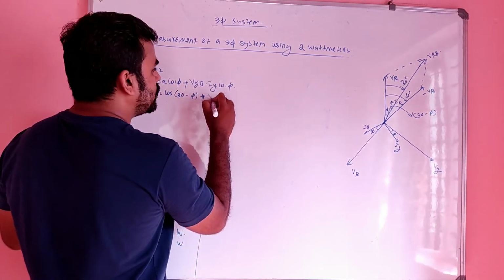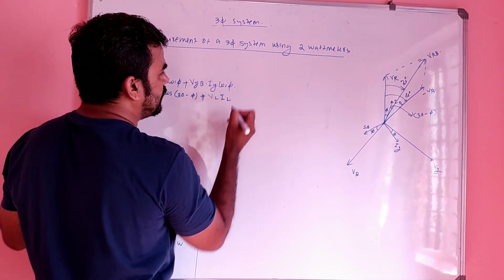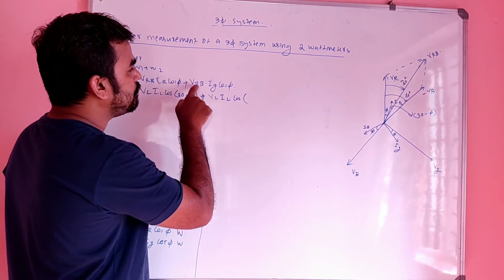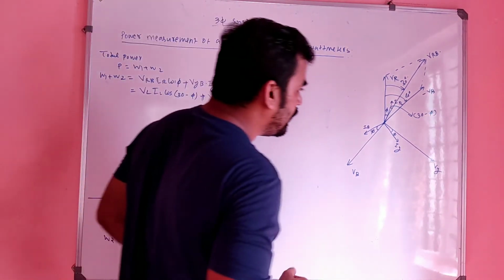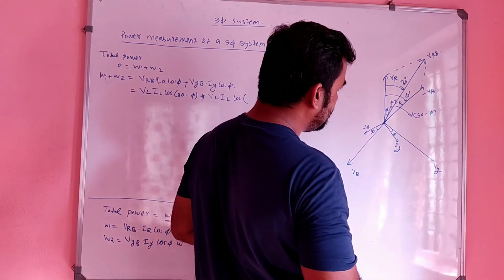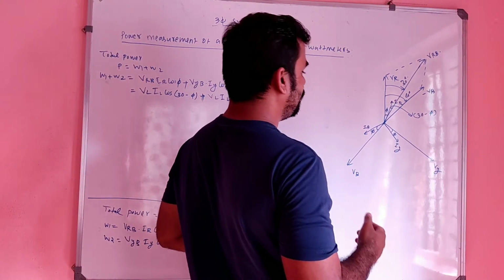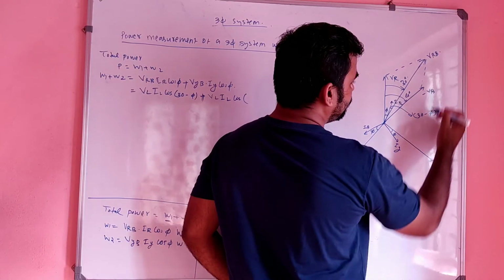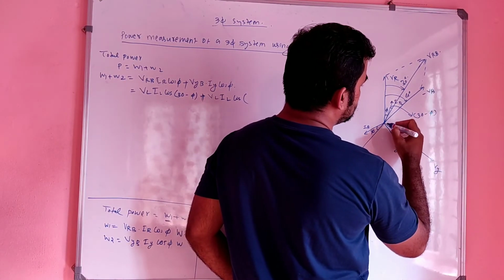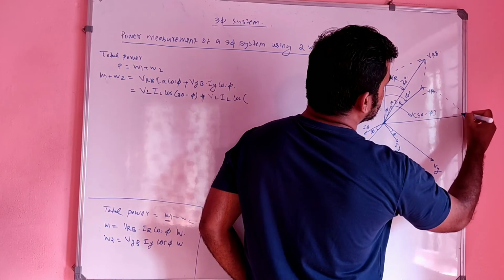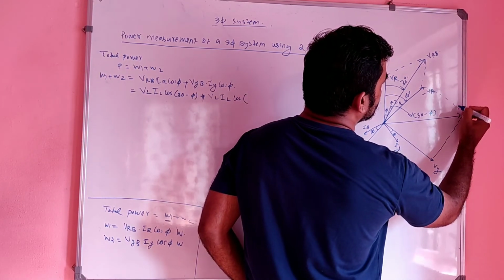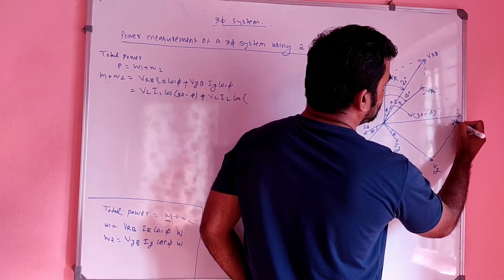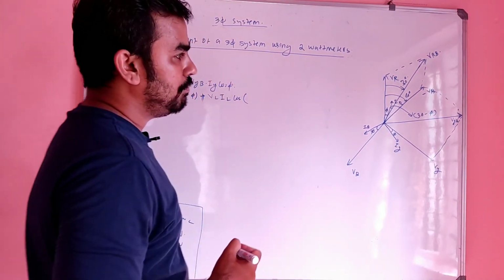VYB is also, I can write like VL, and IY is also like IL, and cosine of the angle between. What is the angle between VYB and IY? VYB means VY minus VB, no? That means nothing but this, no? VYB means this will be the resultant. This will be VYB. This will be the resultant, right?